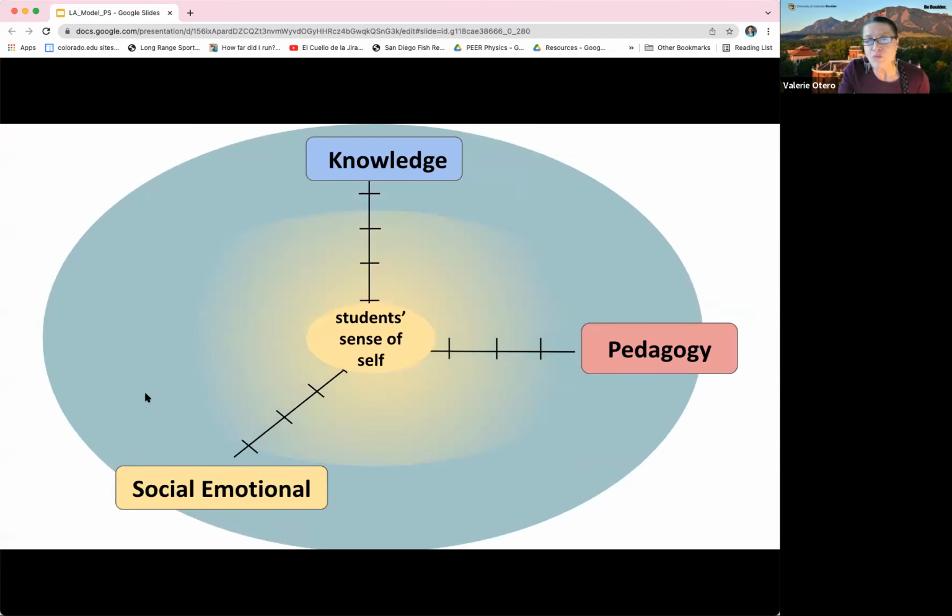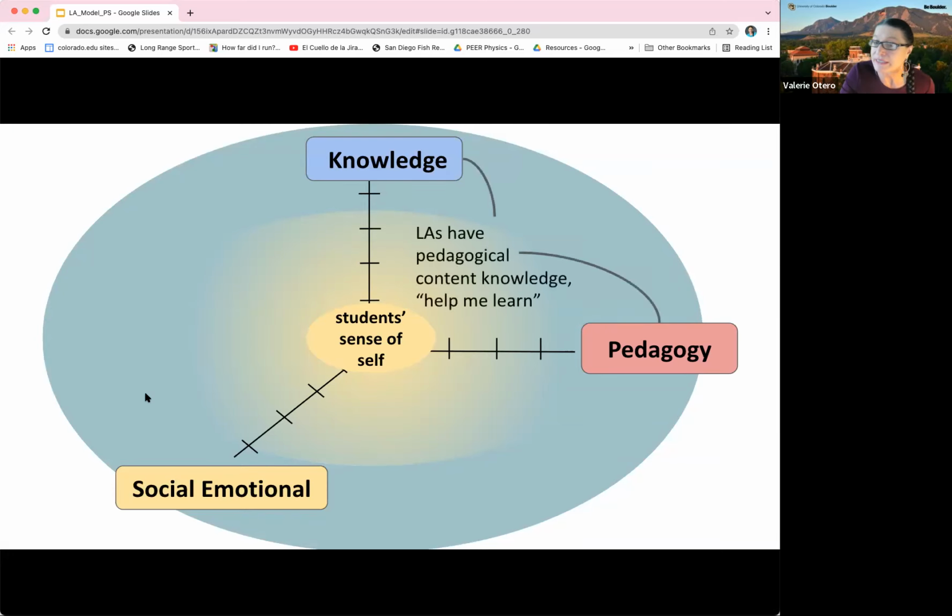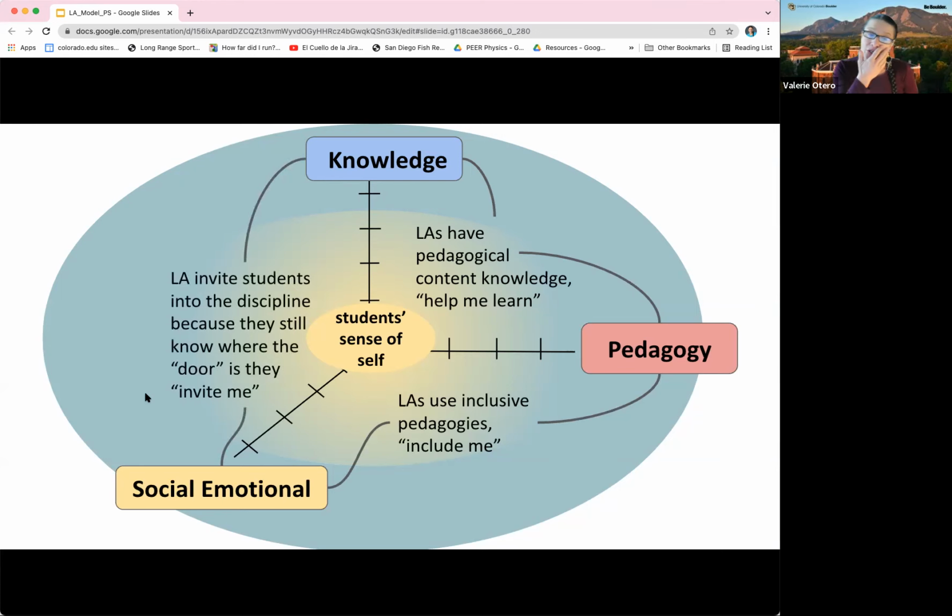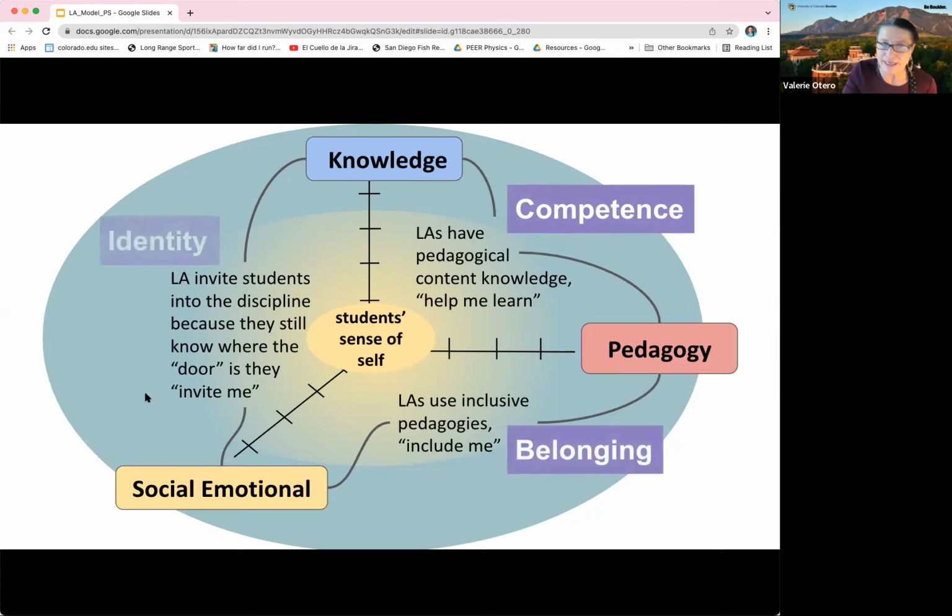When we tried to verify our data with those 794 interviews with LAs, we really saw that most of what the almost-LAs or the experienced LAs said fell into one or more of these categories. In knowledge and pedagogy, they talked about LAs having pedagogical content knowledge: they help me learn. They talked about LAs using inclusive pedagogies: they include me. And one that really showed up big time was that LAs invite students into the discipline because they still know where the door is: they invite me. And we really see these manifest in a sense of competence, belonging, and identity among the students that are enrolled in our LA-supported courses or have had access to LAs.